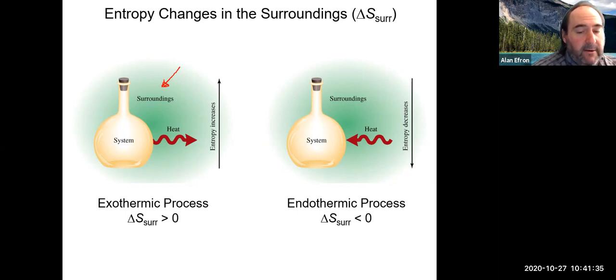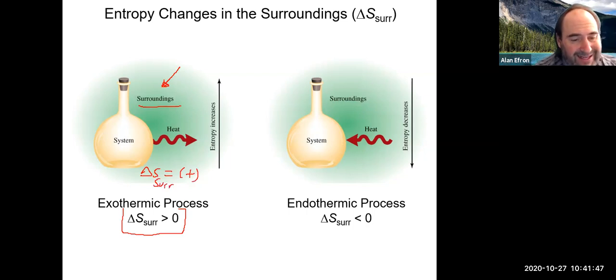So typically in our exothermic process, the resulting effect on the surroundings is we would expect the delta S to become positive for the surroundings. And that's because, again, it is picking up all that heat and energy from the system, and it's increasing its own entropy of the surroundings.